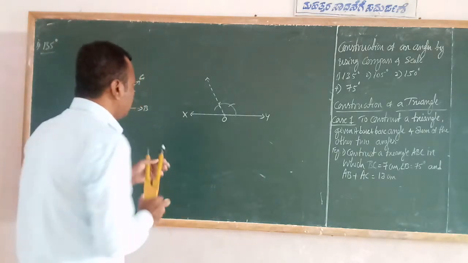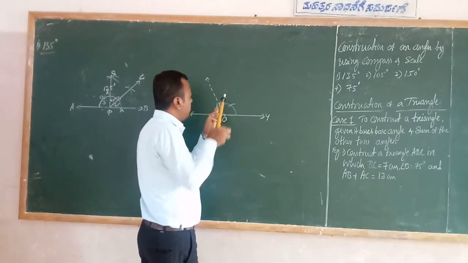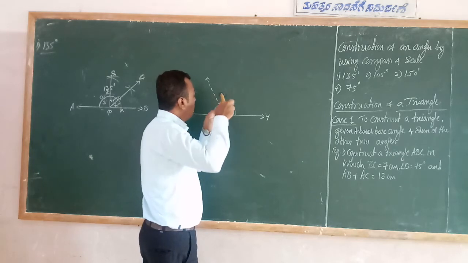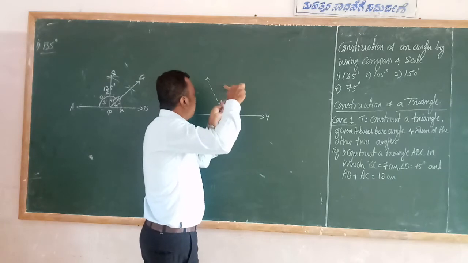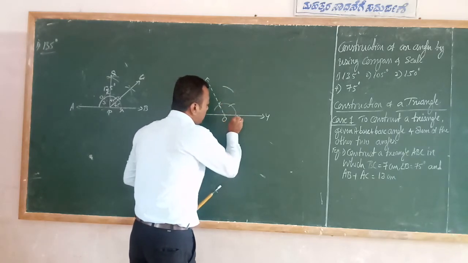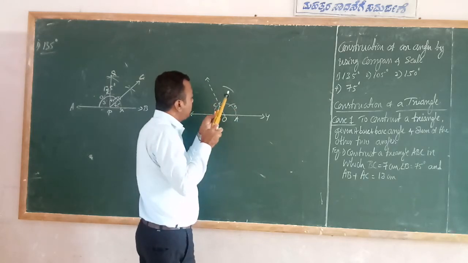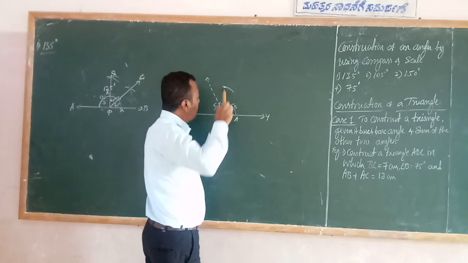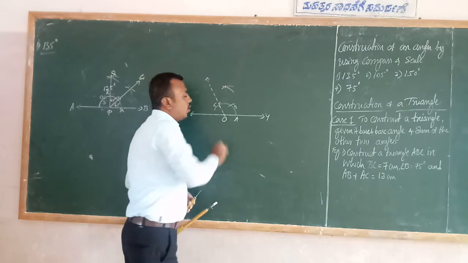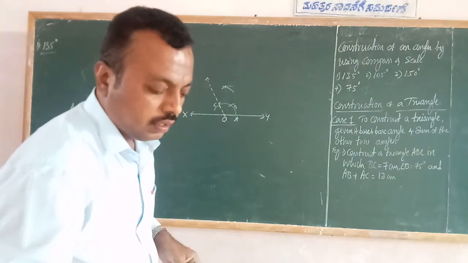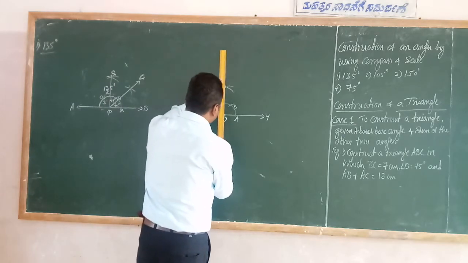How do you construct 90 degree? Very simple. Keep on this point and cut the arc. This point is A, this point is B and this point is C. Keep on the point C, cut one arc, and keep on the point B, cut another arc. Now these arcs intersect at a single point. You have to join the intersection point in a dotted line.